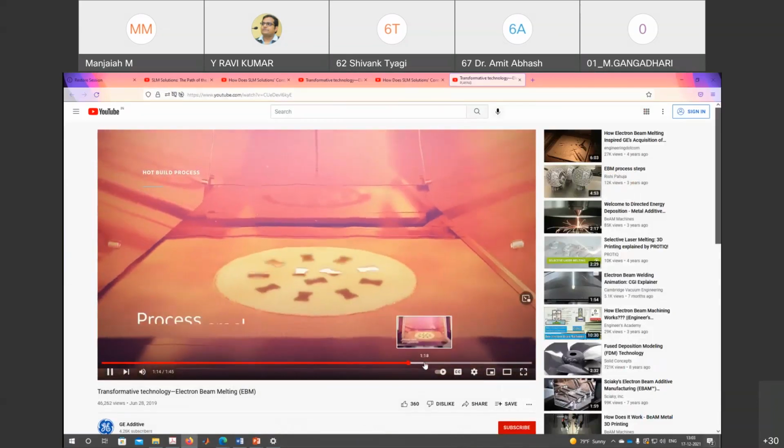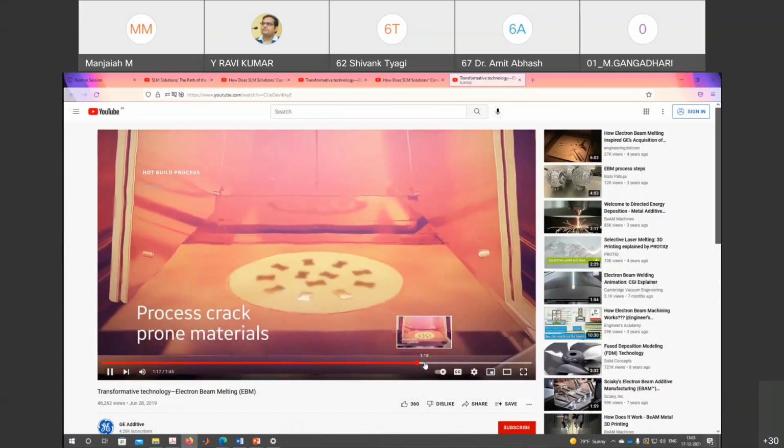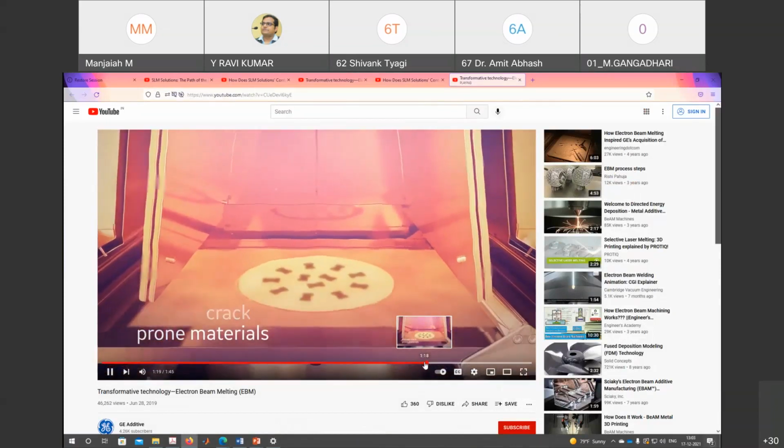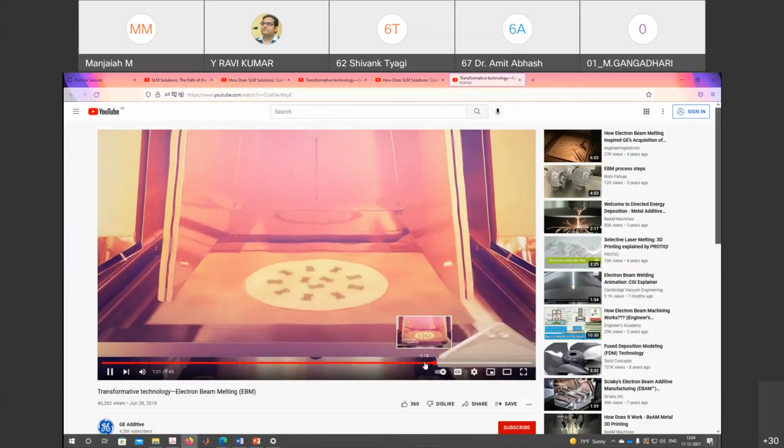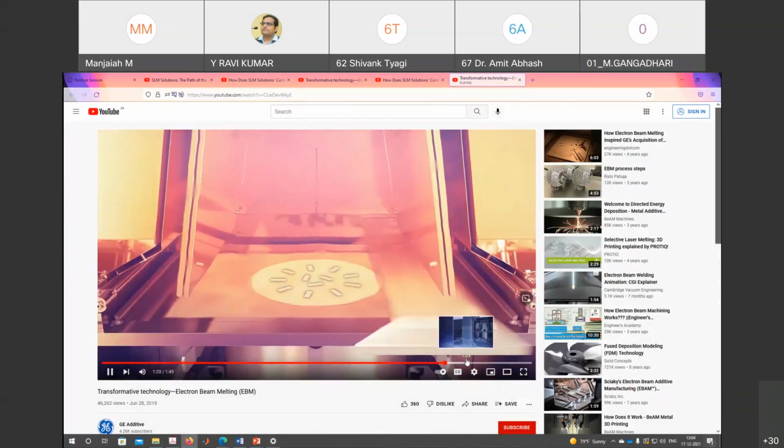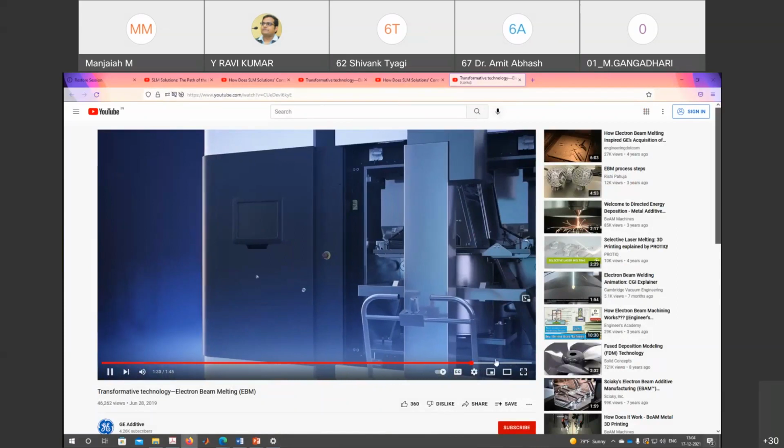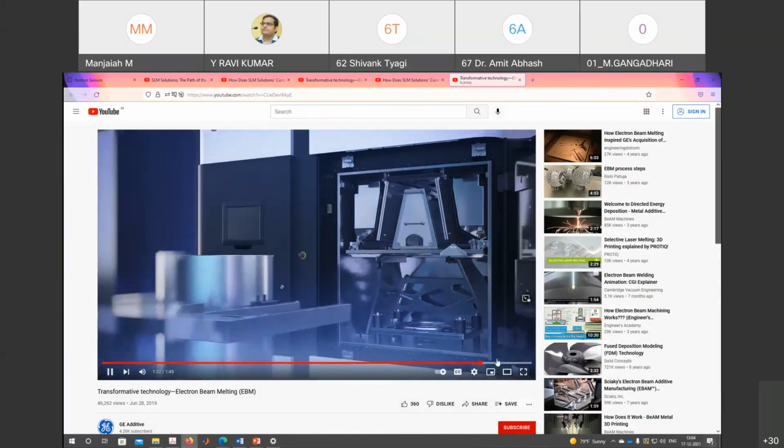You can see here how this EBM process works. Some of the materials are prone to crack propagation and residual stresses, so that can be addressed with EBM technologies. This is how the process works in EBM.